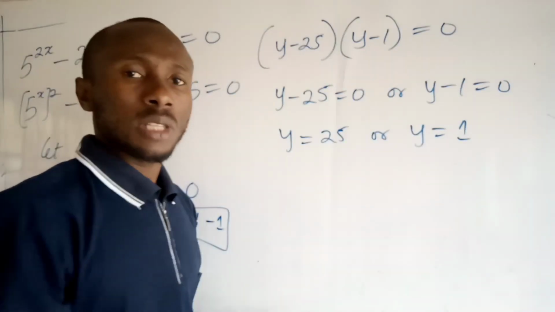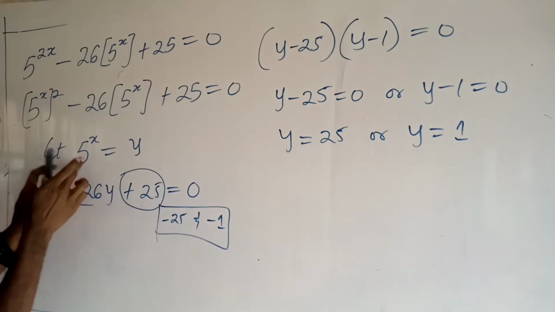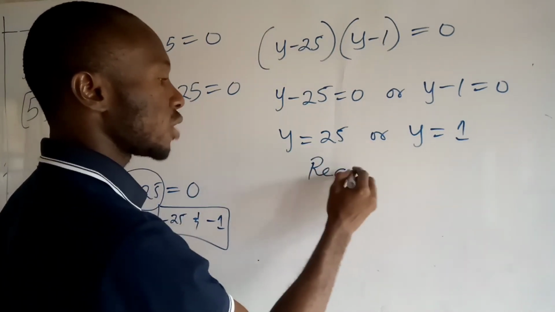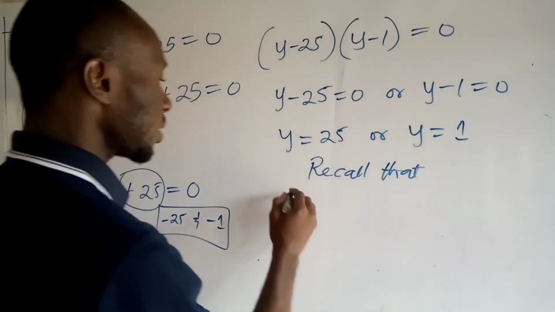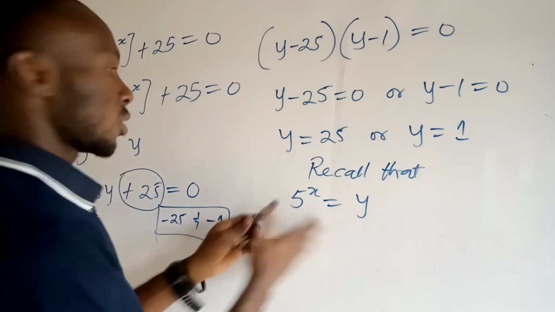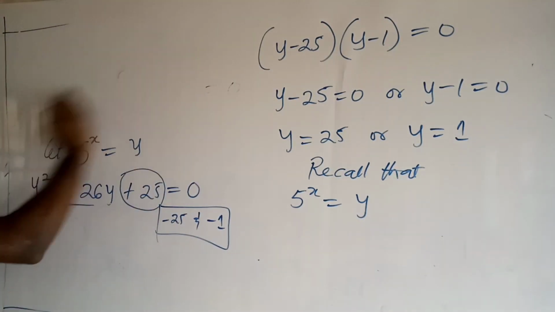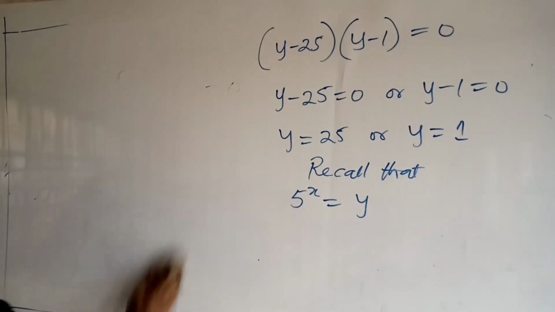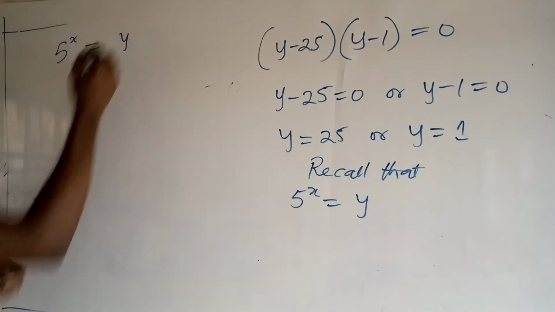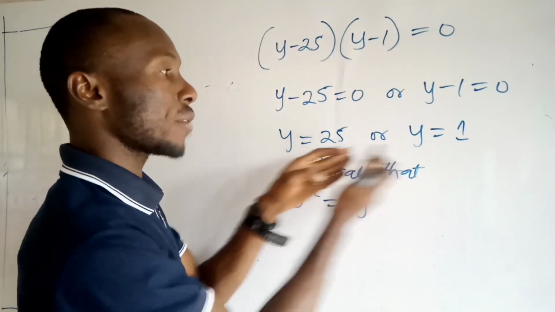But this is not our final answer, because we made a statement earlier that let 5 to the power x be equal to y. So we are going to recall the statement. Recall that 5 to the power x is equal to y. Okay? And for this case, we have two values of y, which is 25 and 1.